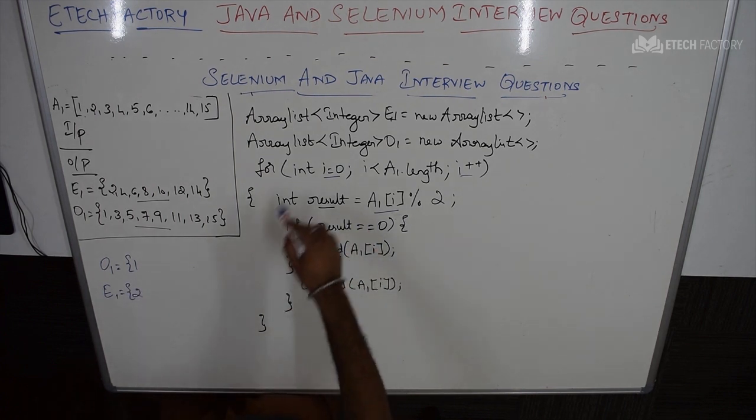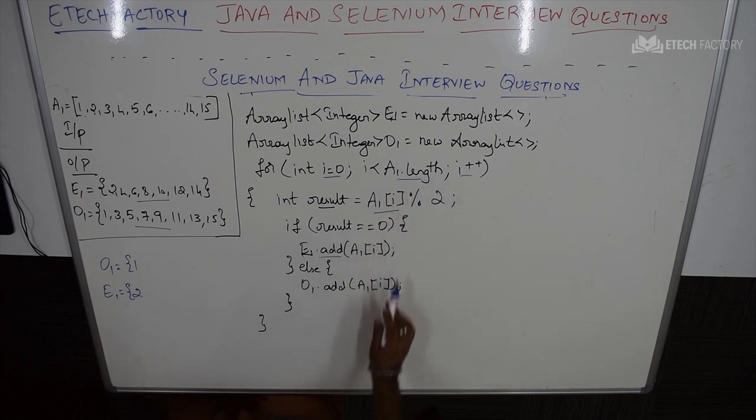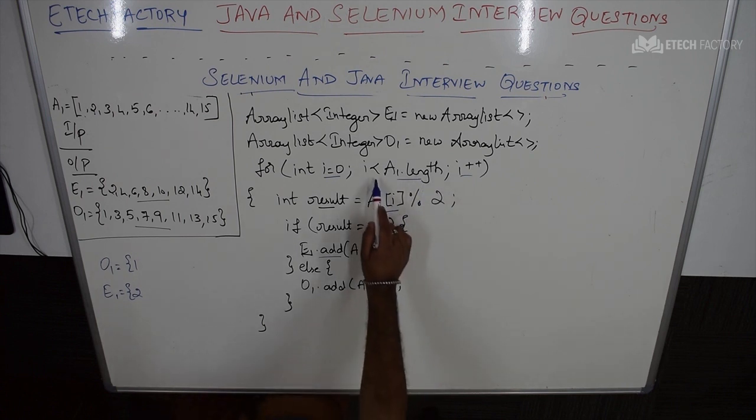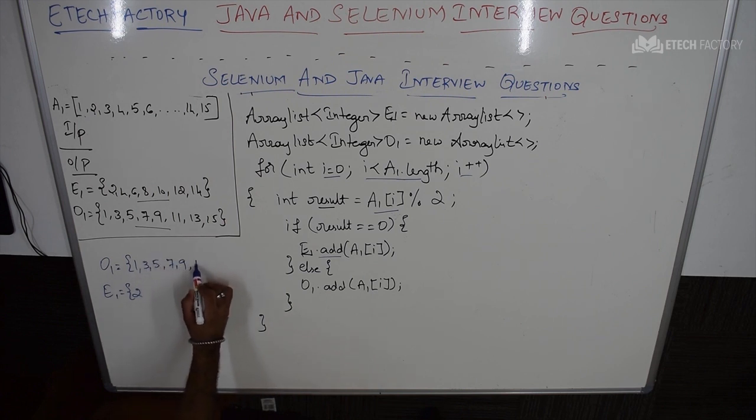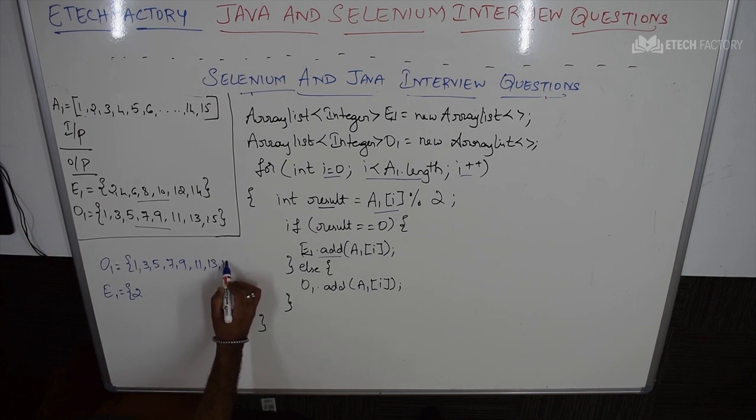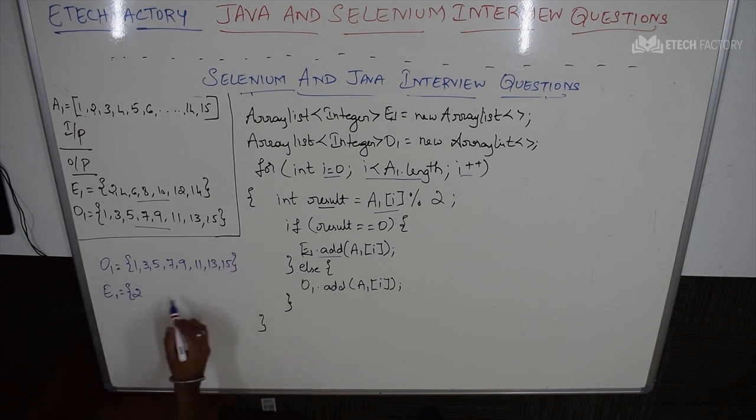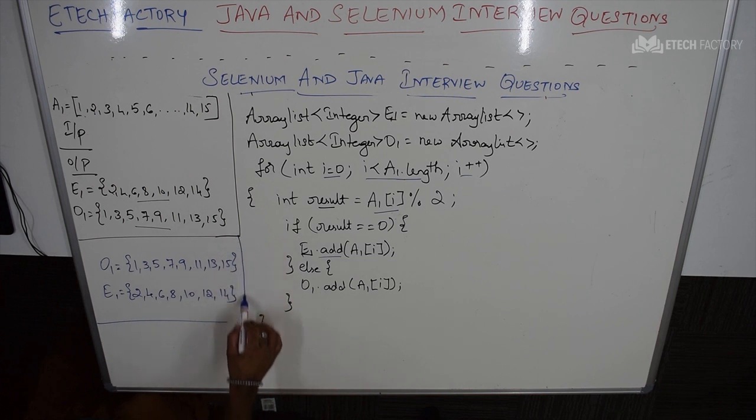Similarly, this iteration continues till a1 dot length is achieved, till this boolean condition becomes false. At that time the output is going to be 1 3 5 7 9 11 13 15. So it is going to have all these things. Similarly, in the even array list, it is going to have 2 4 6 8 10 12 14. So this will be my output.